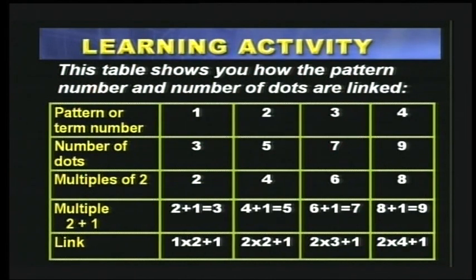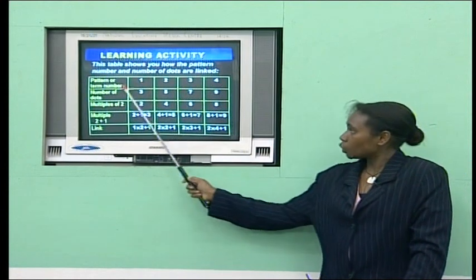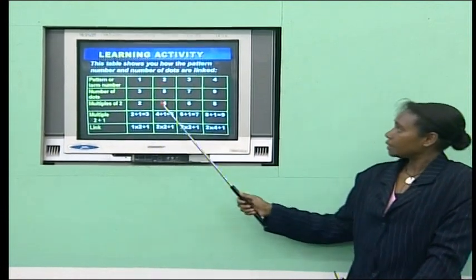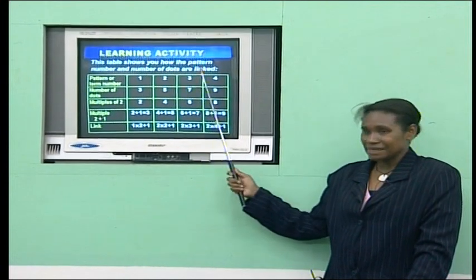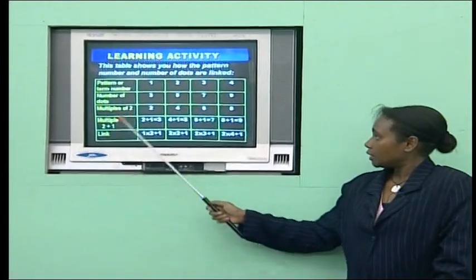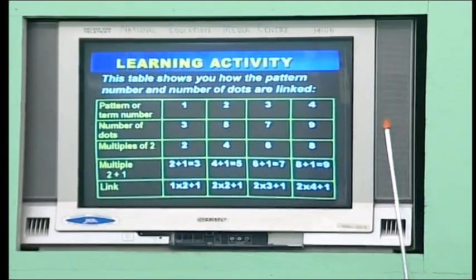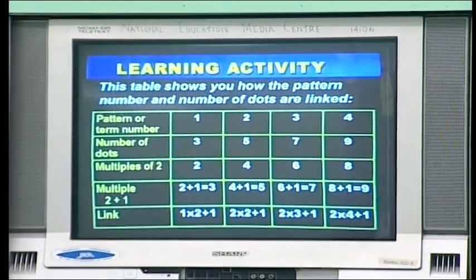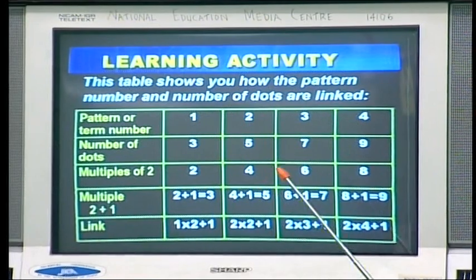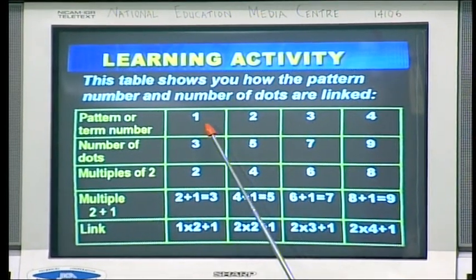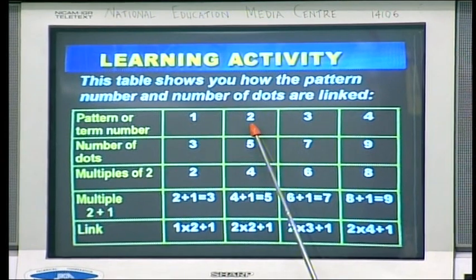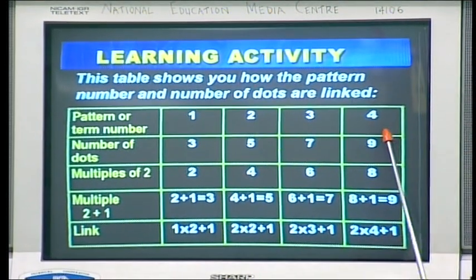You can also have your information in a table form. This table shows you the pattern number, this is the first row showing the pattern or the term number, and the number of dots, which are linked, how they are related. Okay, I'd like you to pay attention here, and we are going to go through the table together. When we say pattern or term number, this is what we mean: first term, second term, third term, and fourth term.